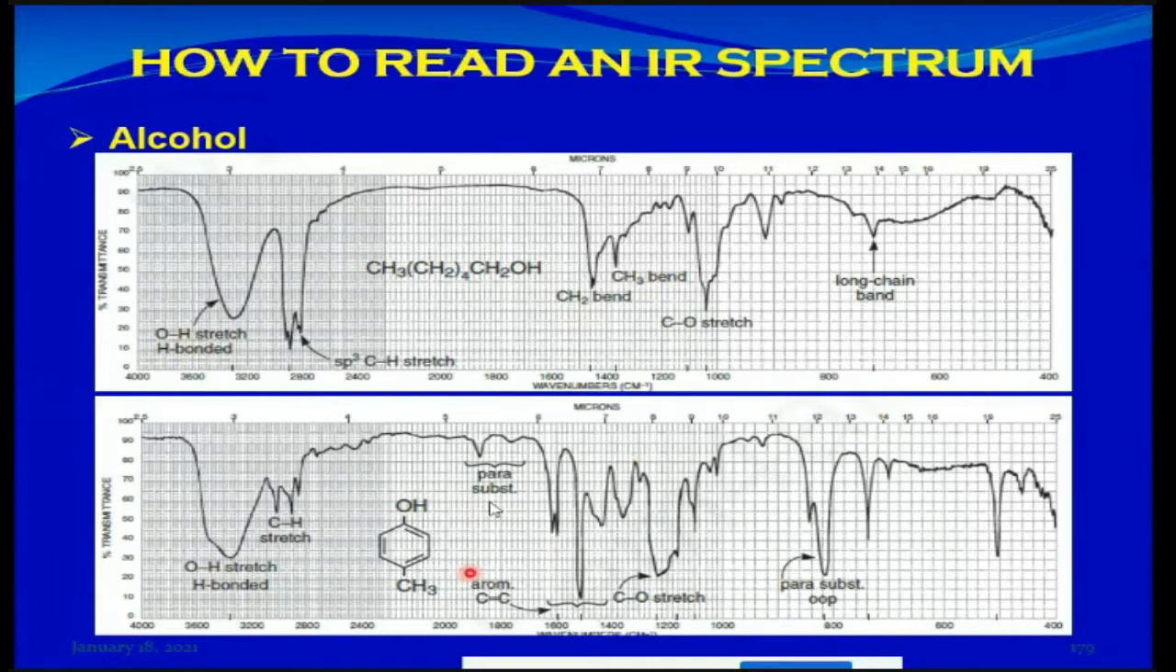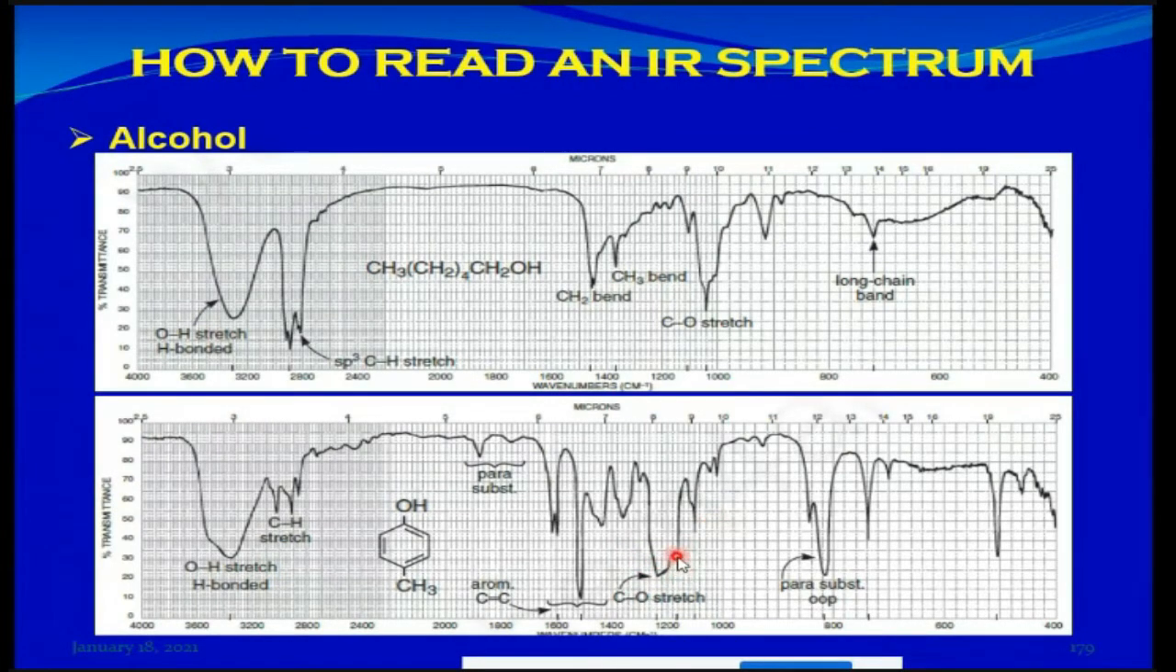And then we come here to this phenol, और phenol में आप देख सकते हैं कि we have an aromatic ring with an OH, और para position पे आपके पास methyl group भी है. So again we have this hydrogen bonded broad OH stretch at around 3300 per centimeter, and again this CO stretch around 1200 per centimeter और 1100.